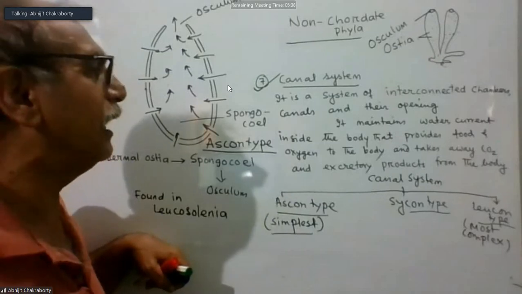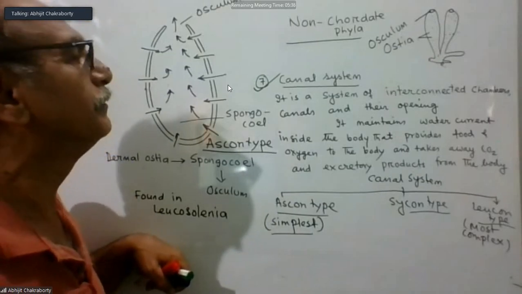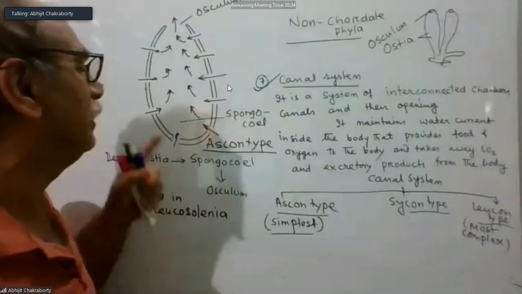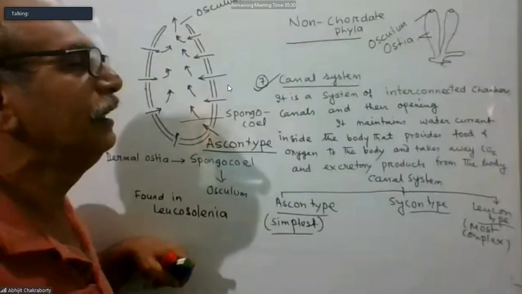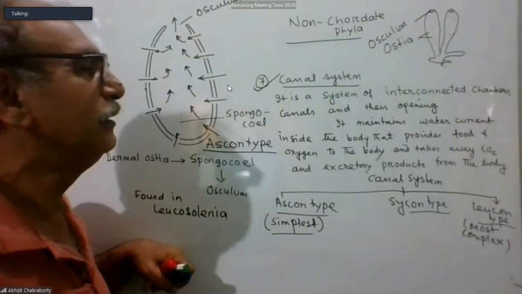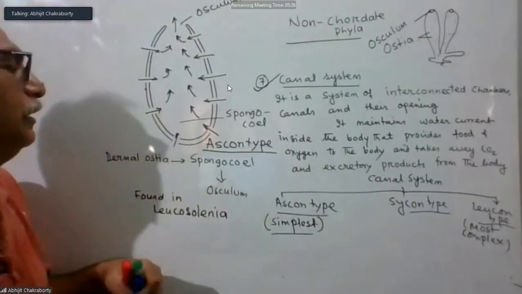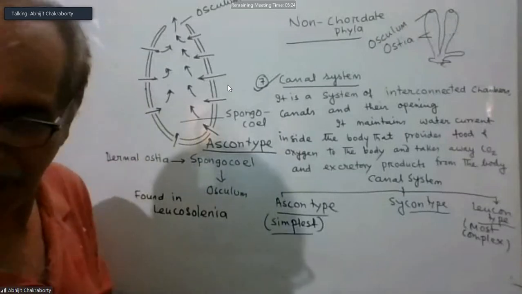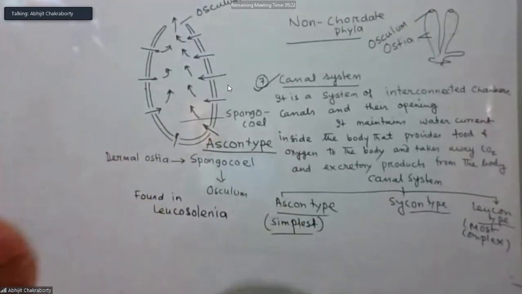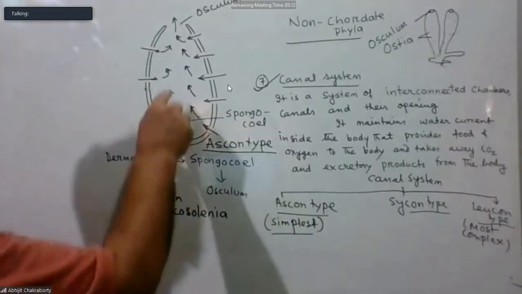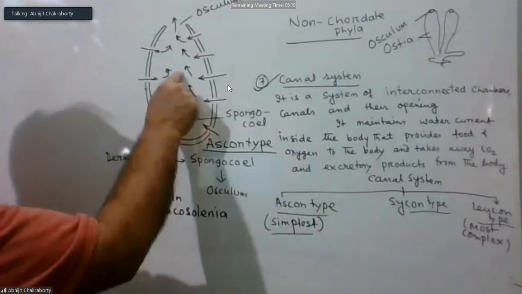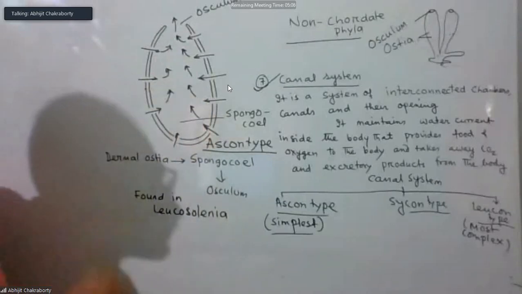I am showing you two diagrams, you will understand what the differences are between Ascon, Sycon and Leucon type. This is the simplest one, which is called the Ascon type. This whole cavity is the spongiocele.